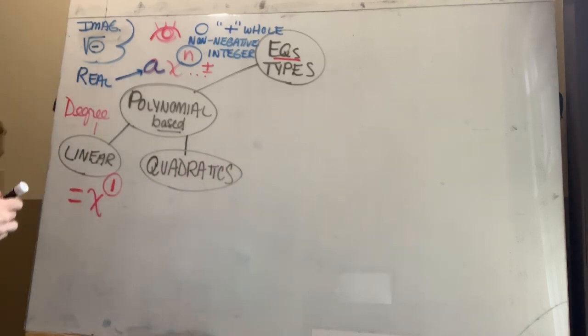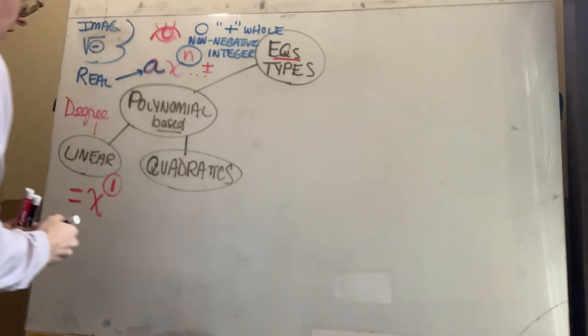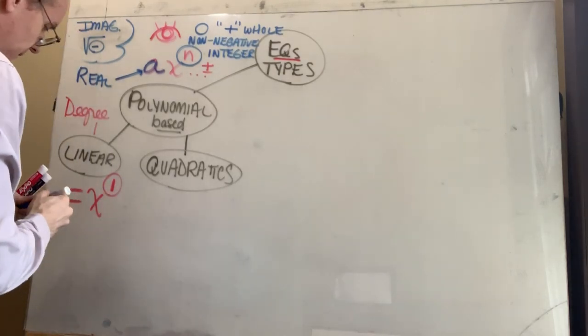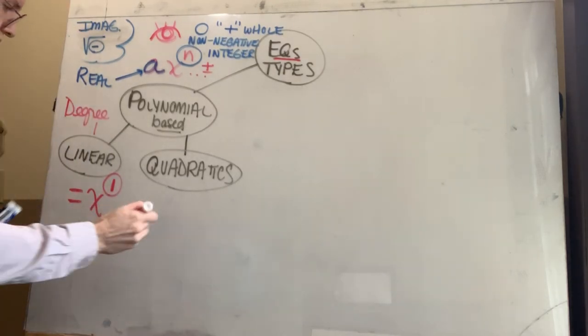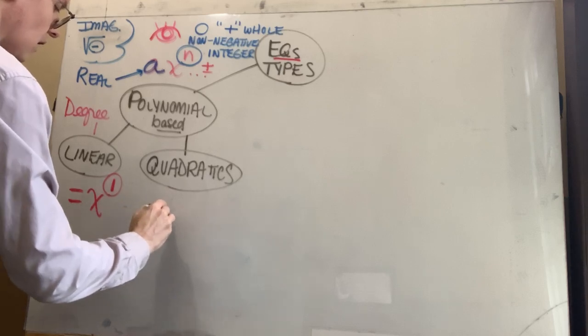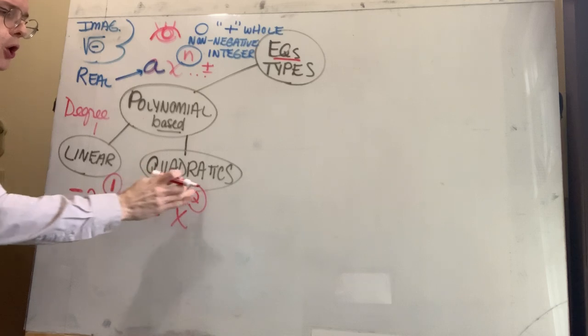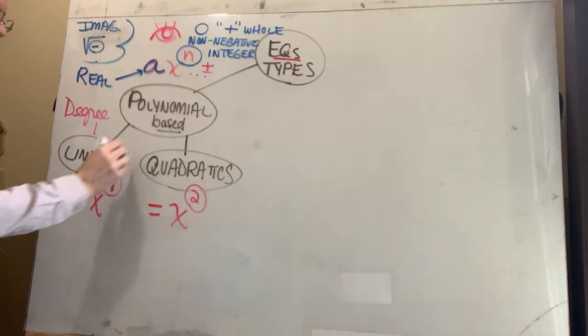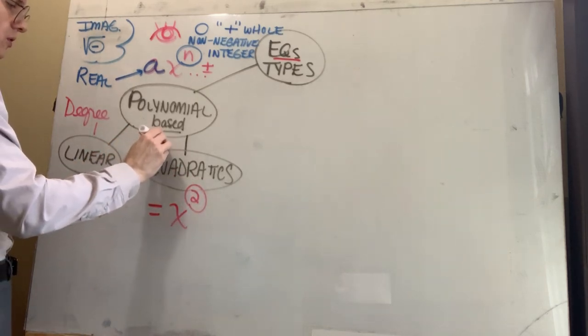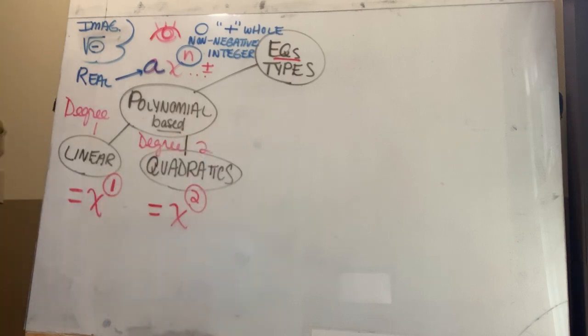And all that they do is up the ante. So instead of it being just an exponent of one, it will be an exponent of two. No worse than a two, right? These would be referred to as degree two equations, alternatively.